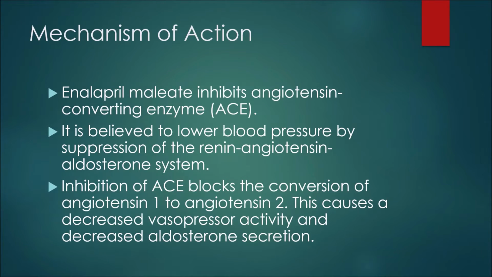So the first thing to discuss here would be the mechanism of action, or how this medication works. So enalapril maleate inhibits angiotensin converting enzyme, or ACE. It is believed to lower blood pressure by suppression of the renin-angiotensin-aldosterone system. Inhibition of ACE blocks the conversion of angiotensin 1 to angiotensin 2. This causes a decreased vasopressor activity and decreased aldosterone secretion.